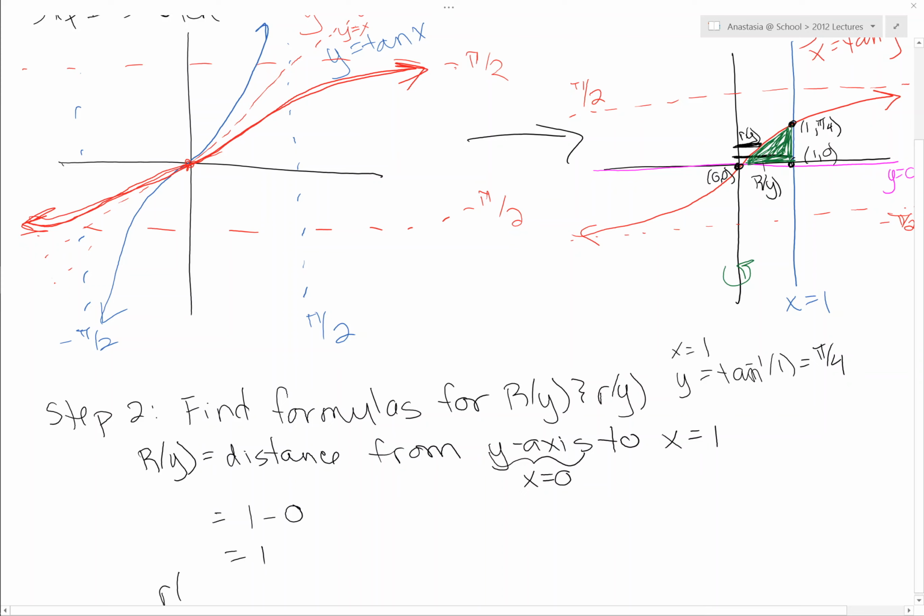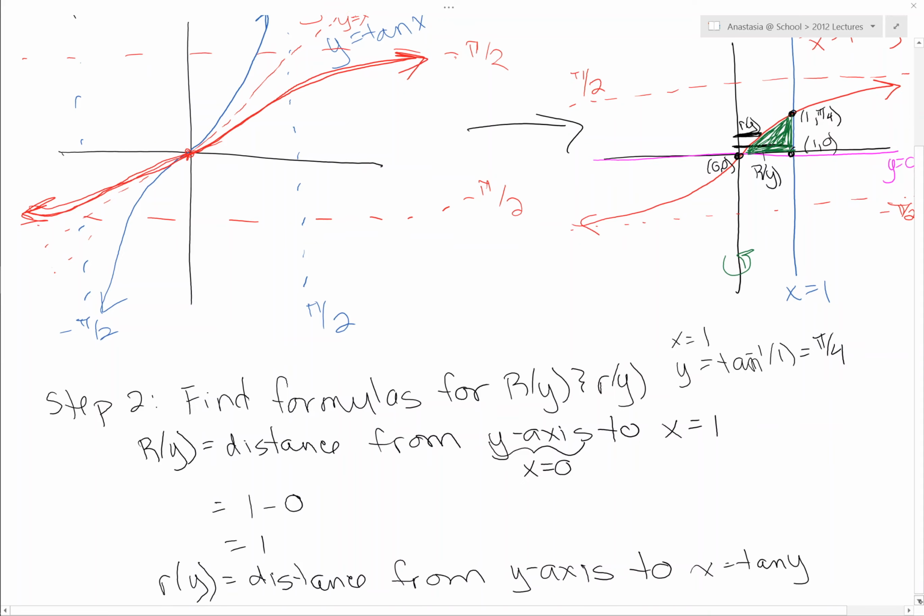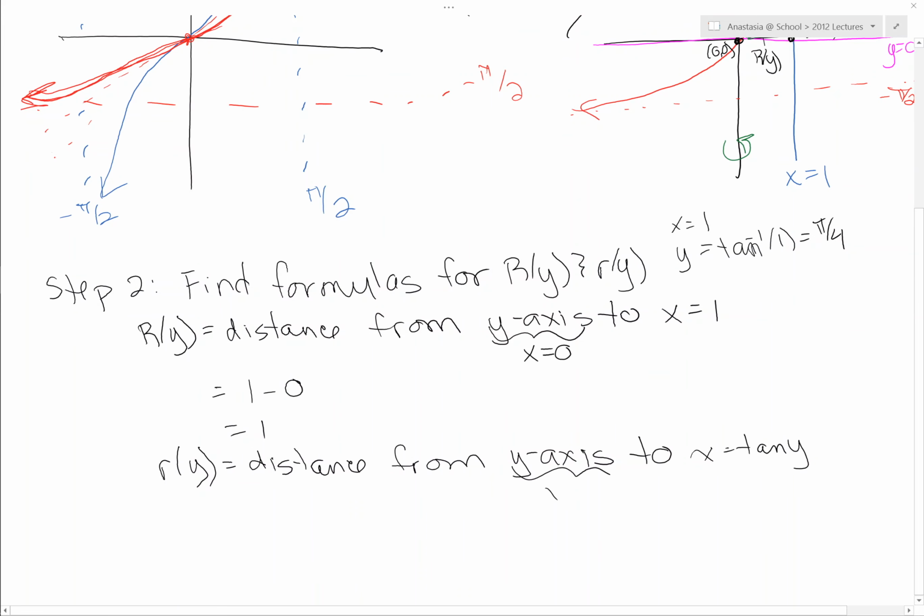The inner radius, little r of y, is going to be the distance, again, from our axis of revolution, so that's the y-axis. But now we are going to our first boundary. Well, that boundary is the curve x equals tangent of y. Again, the y-axis corresponds to x equals 0, and we're finding a horizontal distance, so we need right minus left. So that's going to be tangent of y minus 0, or just the tangent of y.